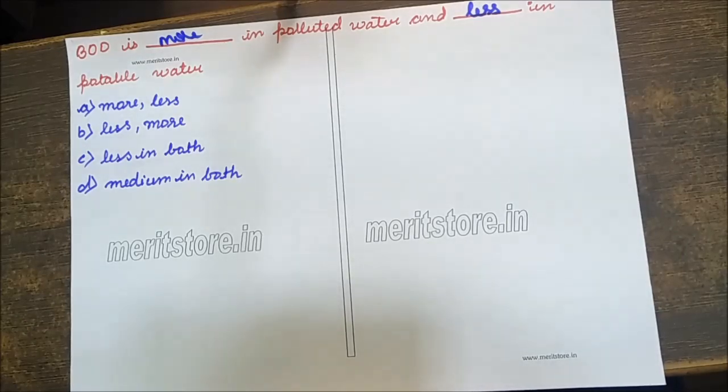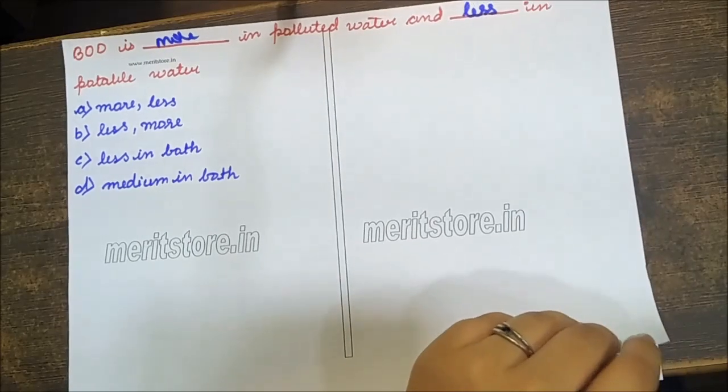The sediment in the settling tank is used as activated sludge. A part of it is used as inoculum in the aeration tank. The remaining part is passed into a large tank called anaerobic sludge digester. So BOD is more in polluted water and less in potable water.